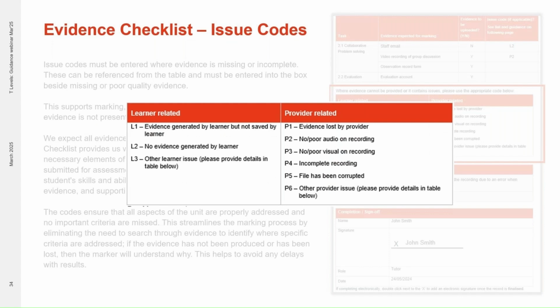There are various codes which can be inputted next to evidence depending on the particular issue with that piece of evidence. For example, there are learner-related codes such as L1, which is to be used when the evidence has been generated by the learner but not saved by the learner. In addition, there are provider-related codes such as P5, which is to be used when a file has been corrupted.